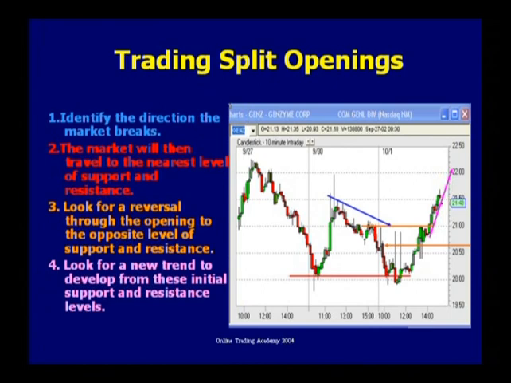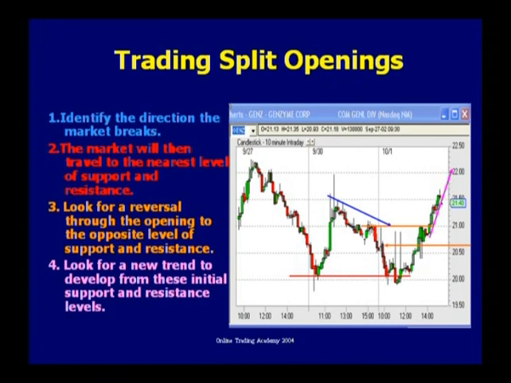The market will then travel to the nearest level of support or resistance. Well, we're going down, so it's going to travel to the nearest level of support. What's the nearest level of support? How about yesterday's lows? Okay, so we draw that line in there. And you can see that it stops right there. Half an hour later it pops it a little bit. But you can see how it comes right down to that support line and bounces back up.